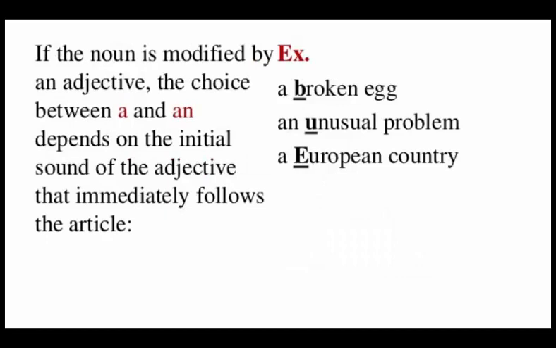Students, if a noun is modified by an adjective, the choice between a and an depends on the initial sound of the adjective that immediately follows the article. So if we use an adjective, how do we know whether a or an is to be used? It depends upon the initial sound of the adjective. For example, broken: B is a consonant sound, so the article a is used with broken. Unusual: the u is a vowel sound, so we add an with unusual. Europe: E is a vowel letter, but it sounds like a consonant, so it falls in the category of the article a.